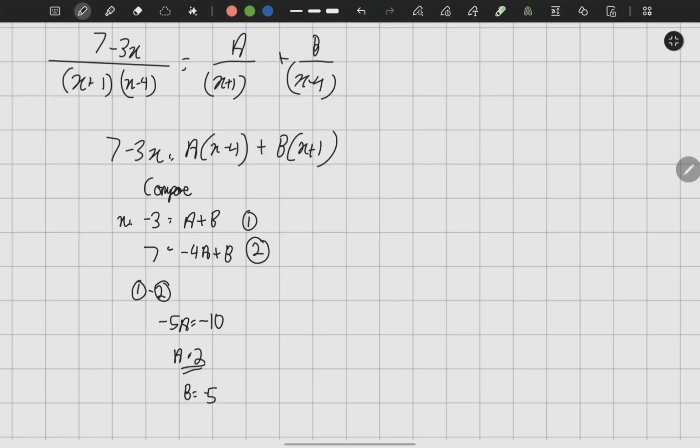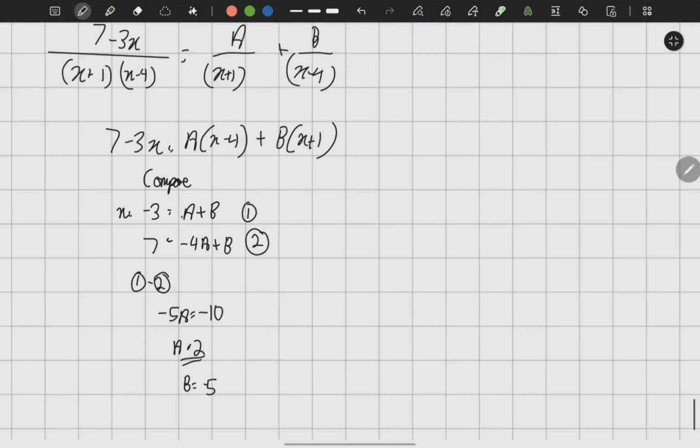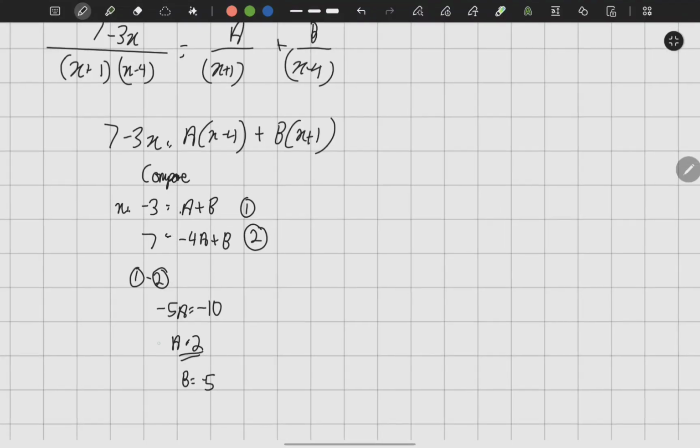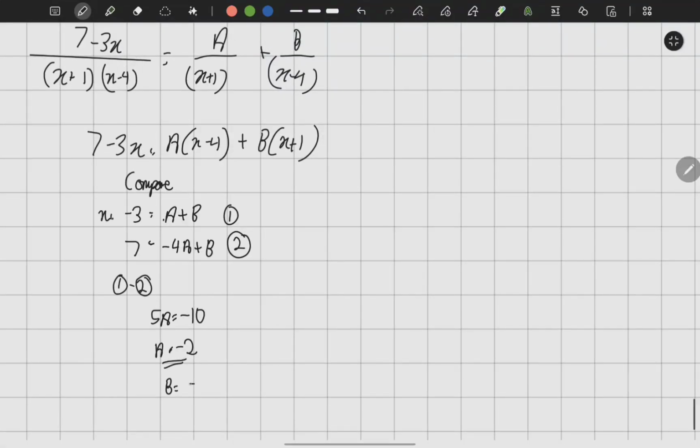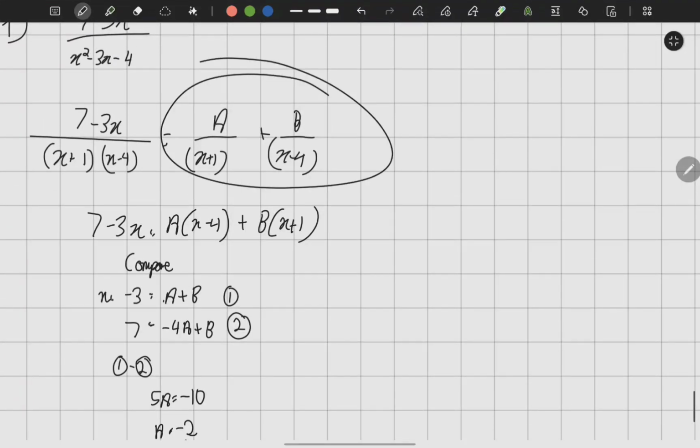Or actually, this should be a minus 1a minus 4a. This should actually be a positive. That means a is not 2, it's negative 2, which means b would be negative 1 to get negative 3. Okay, next we would, I'm not going to check because I'm pretty sure we've done this right, but you just sub it back into here.